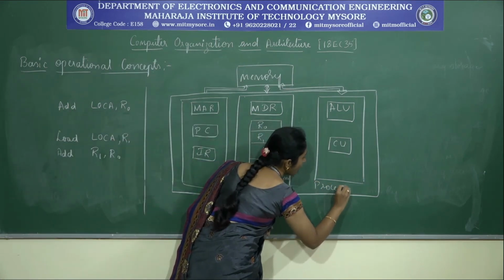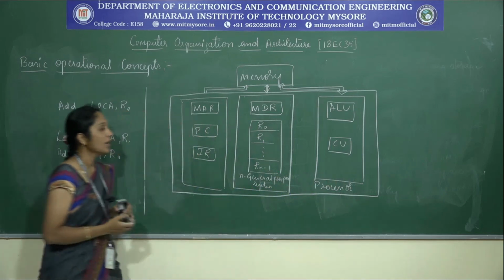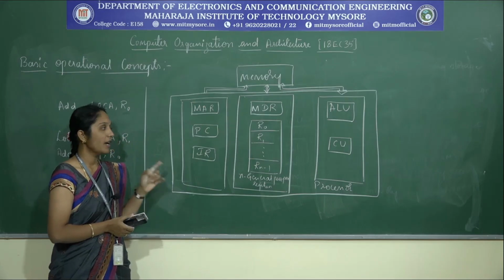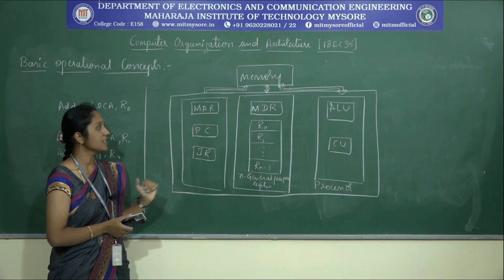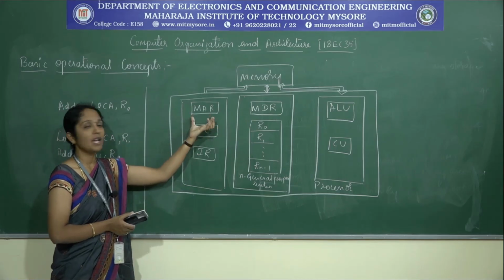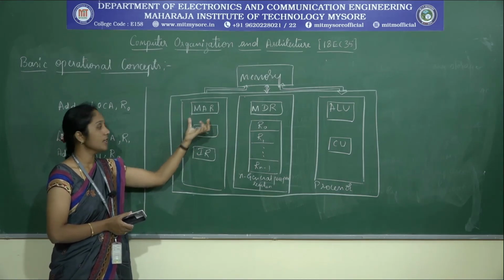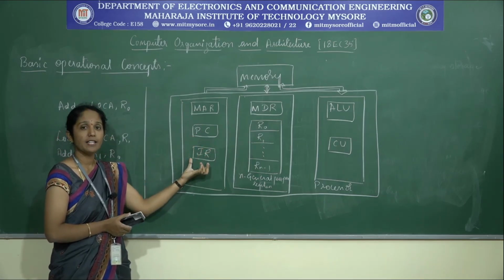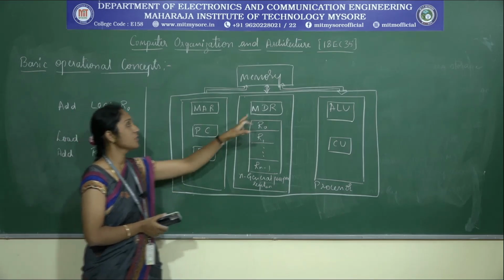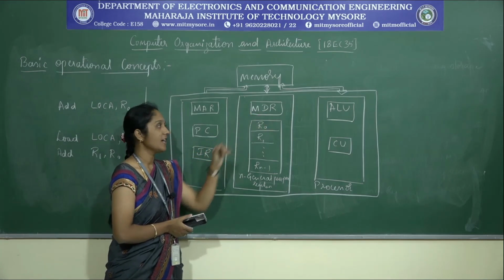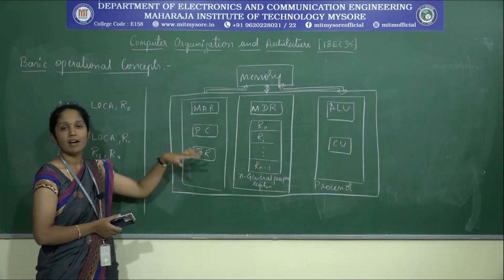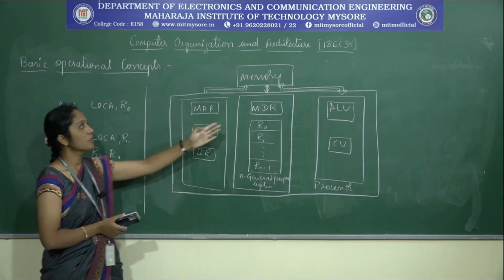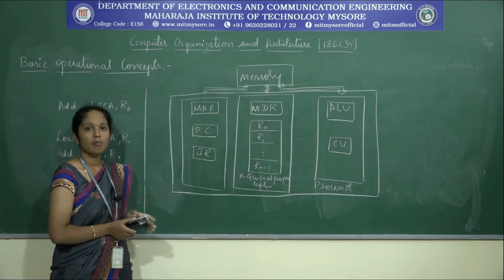So the processor, along with the ALU and control unit, consists of n number of general purpose registers. Along with this, I have written 4 more registers here: MAR, the memory address register; PC, the program counter register; next we have IR, the instruction register; and next we have MDR, the memory data register. These are the registers available along with the ALU and CU inside the processor, and you can observe the connections between the processor and the memory.